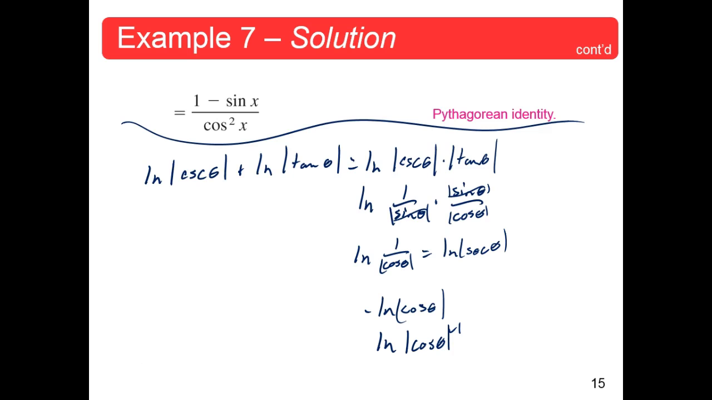And what's secant u over cosecant u? Cosine u. Sine u over cosine u? Tangent u. 1 over sine u? Cosecant u. 1 over tangent u? Cotangent u. Secant of pi halves minus u? That'd be tangent.